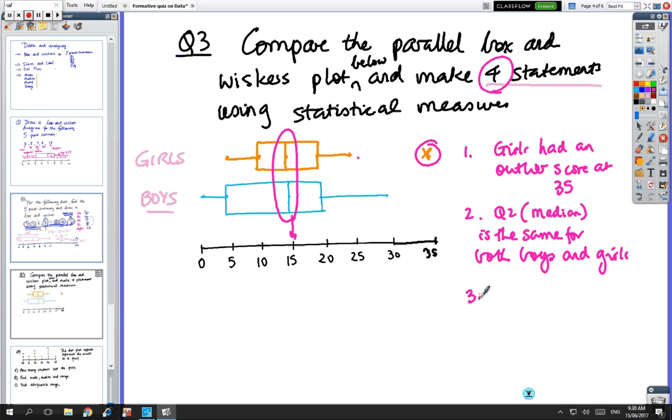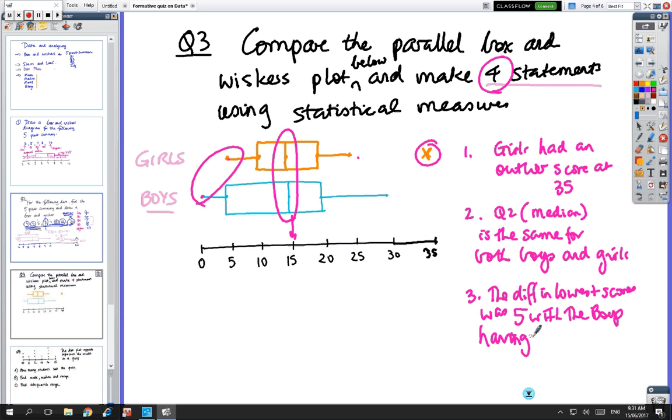We could say that the difference in the lowest scores was 5 marks, with the boys having the lowest score. Okay, so it's probably not worth a full mark to say the lowest score is 0 and the lowest score is 5 for each of those things. But if that's all you can see, then that's all you can see.